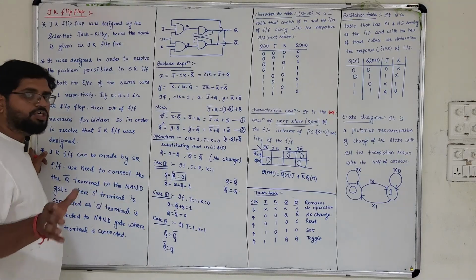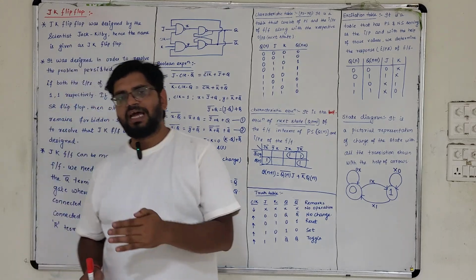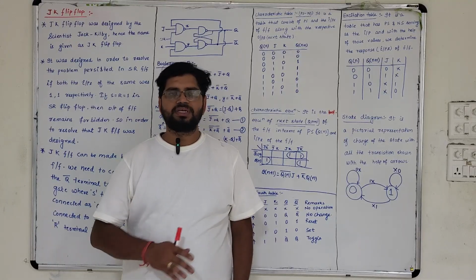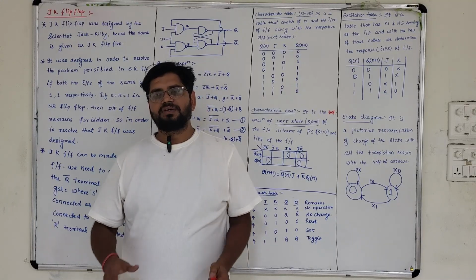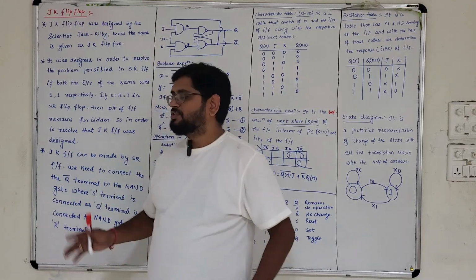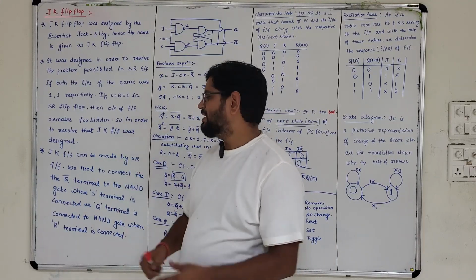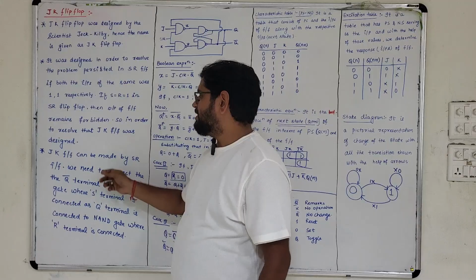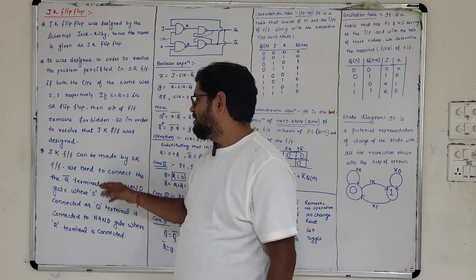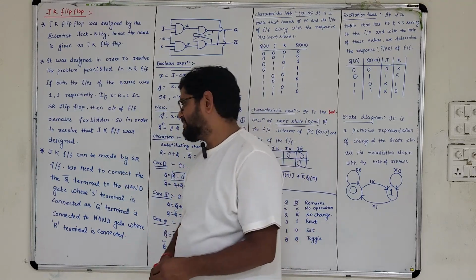Basically, it has been designed in order to resolve the problem that was occurring in the case of SR flip-flop. In SR flip-flop, when S equals R equals 1, we were getting an invalid output. I mean that we are getting the same value for the uncomplemented output as well as the complemented output, which could not be considered a usual output. So in order to resolve that, Jack Kilby gave that if J equals K equals 1, at that time we get the complement, or you can say the toggle state, as the output.